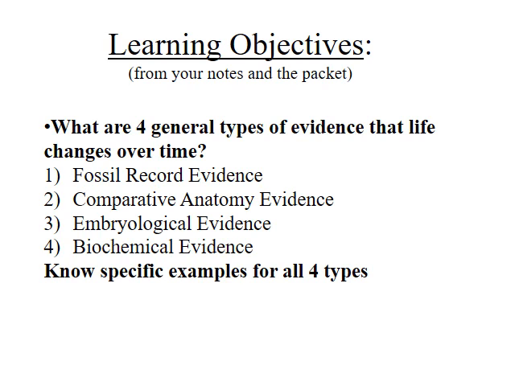So the four general types of evidence for evolution that we're going to go over today include fossil record evidence, comparative anatomy evidence, embryological evidence, and biochemical evidence. Your responsibility is to know the differences between those and some specific examples for all four types.